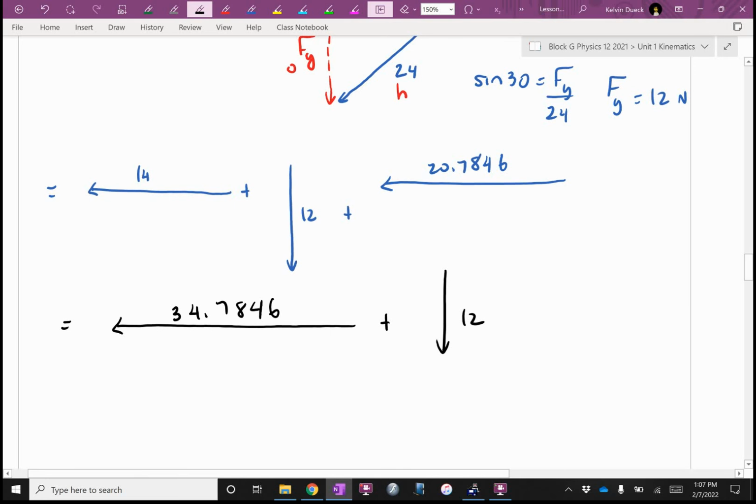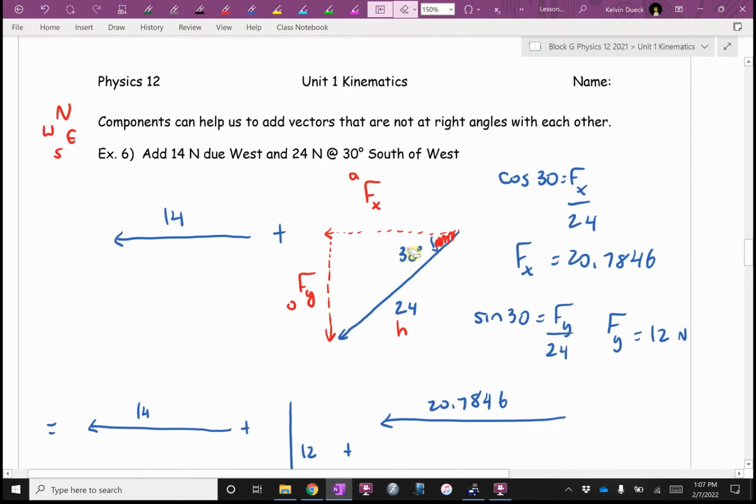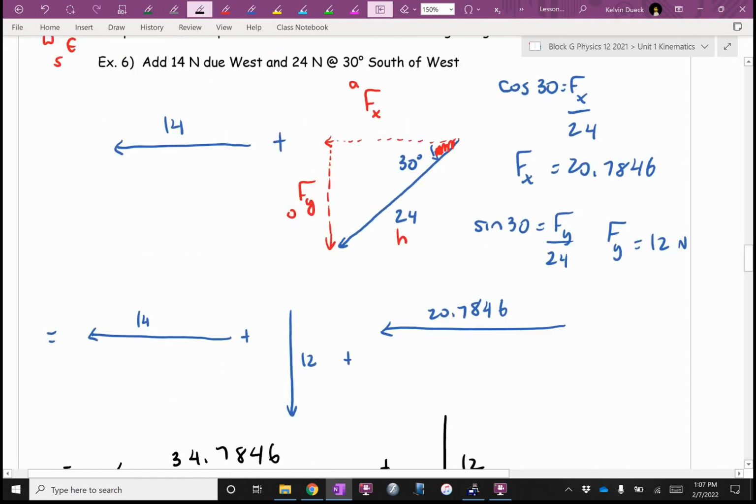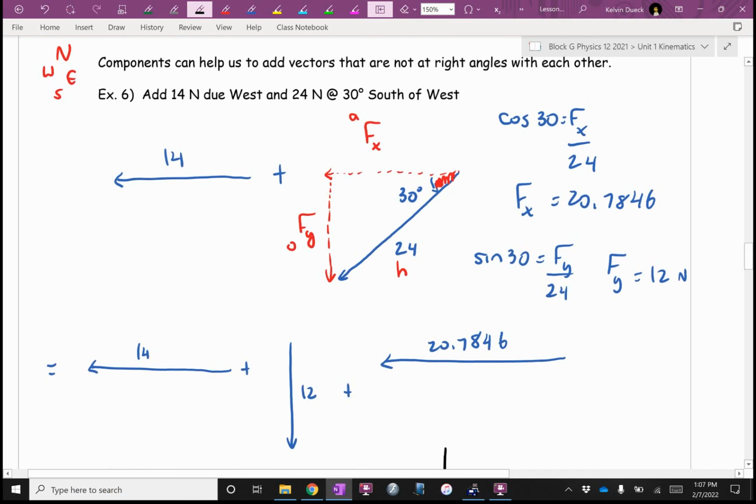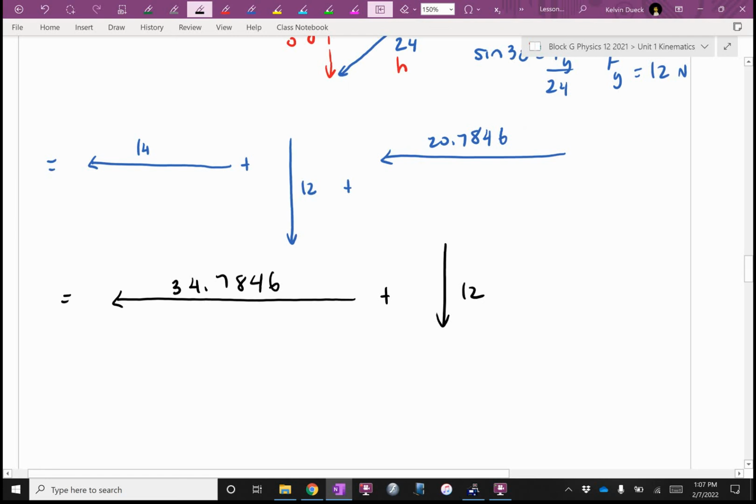This is the component method. If you give me a slanty, I break it into components. I don't deal with the slanty angle. Turn it into 3 vectors. Or if they were both slanty, I would end up with 4 vectors, but I'd be able to combine 2 and turn them each into single vectors. And then I add my 2 new vectors, tip to tail. So let's get the final answer.